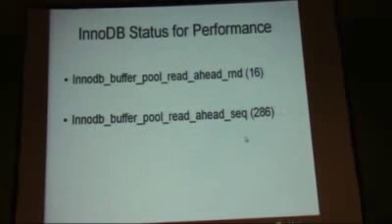InnoDB buffer pool read-ahead RND. This is the number of random read-aheads for when you're scanning a large part of the table, but in random order. InnoDB buffer pool read-ahead SEQ is sequential read-aheads for when you're doing a sequential full table scan. And high rates of both of these are bad, right?